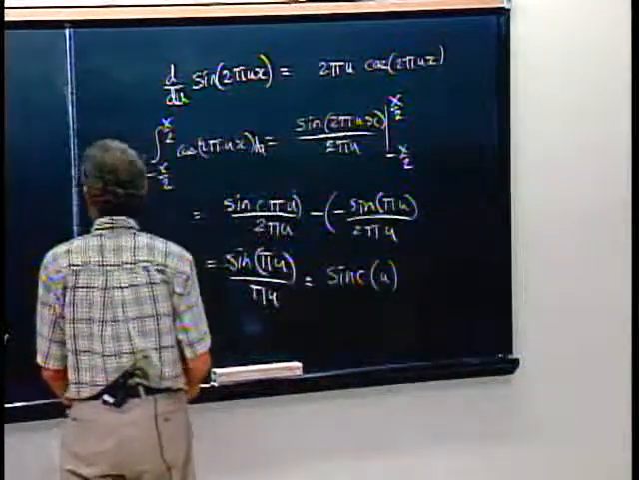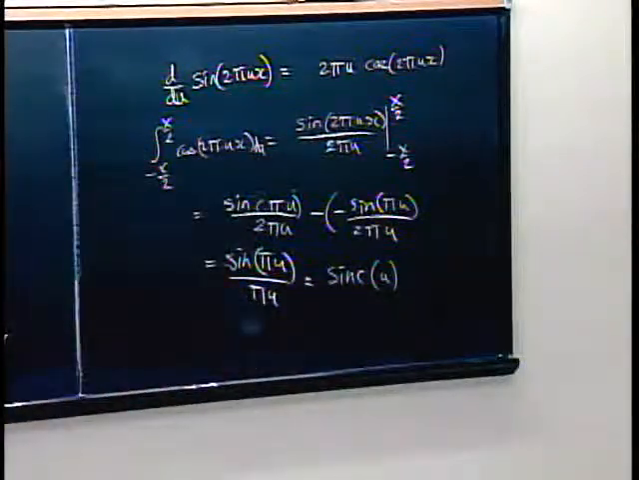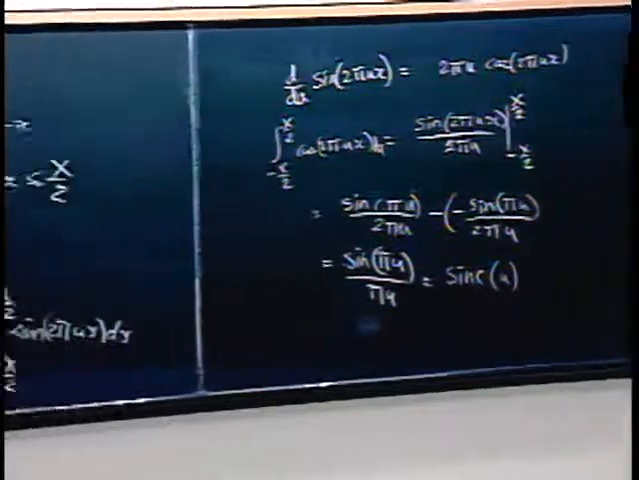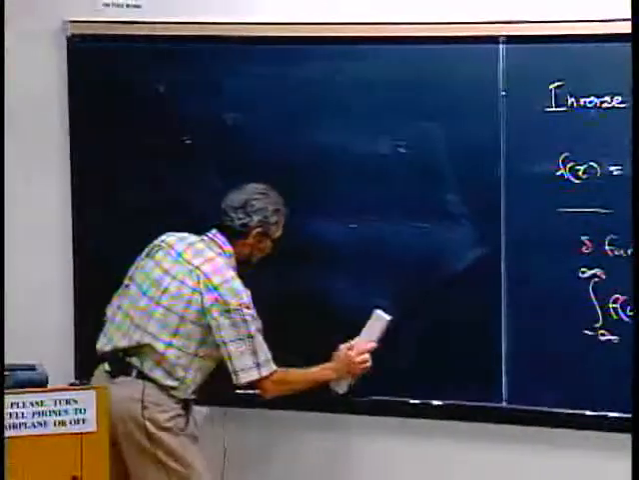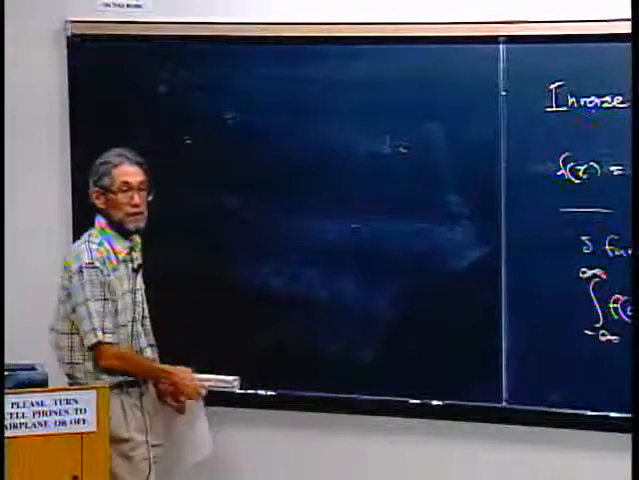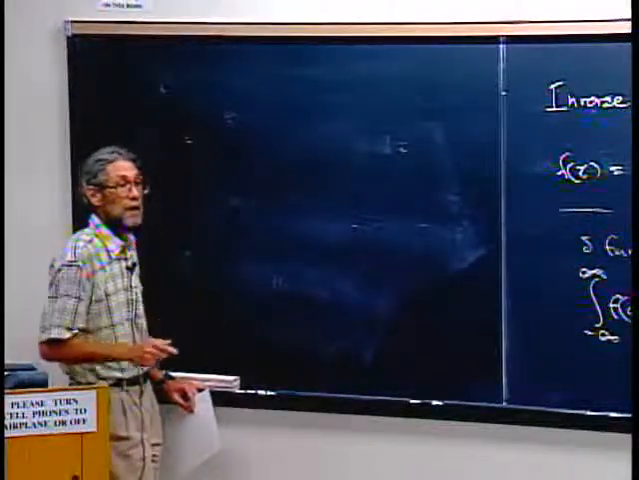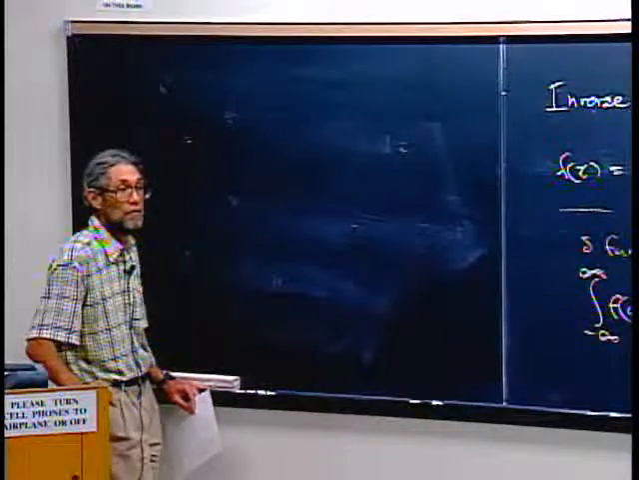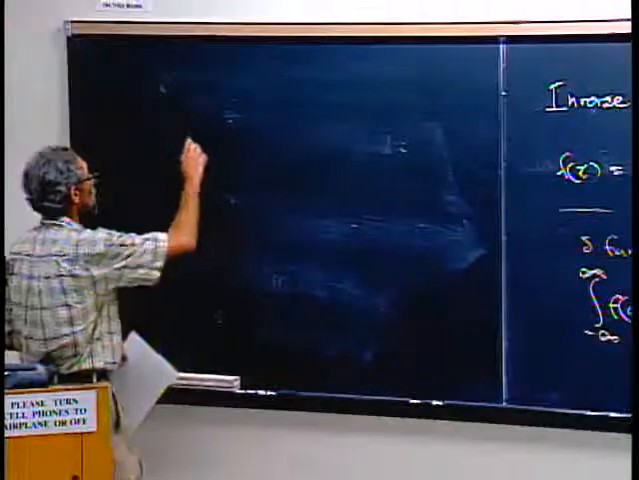So this is a function which, where can I draw a picture of it? Maybe over on the first board. It's a function which is 1 at 0. Why is that? Because it's 0 divided by 0, and you have to use L'Hopital's rule. The derivative of the denominator is pi, and the derivative of the numerator is also pi. So by L'Hopital's rule, it's 1 there.